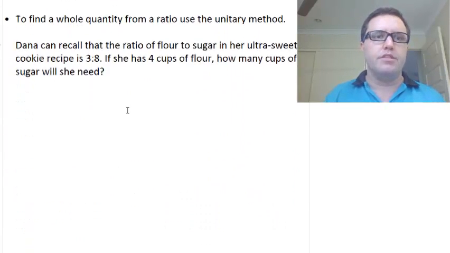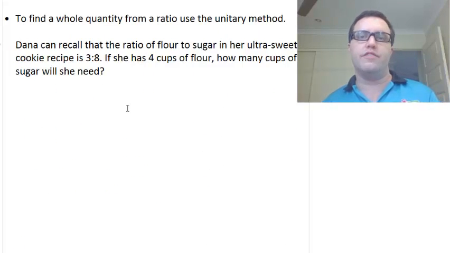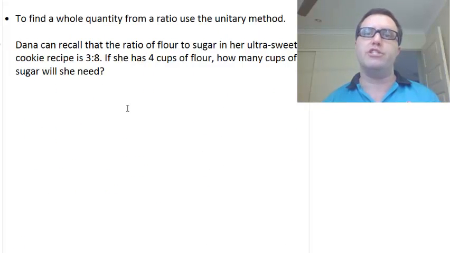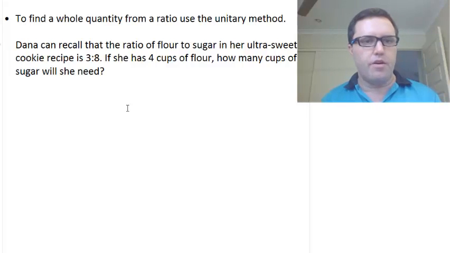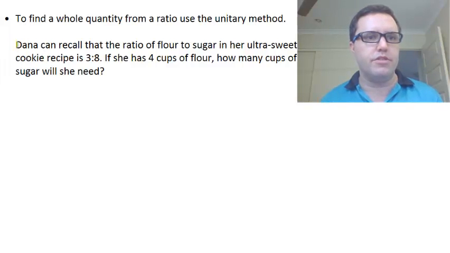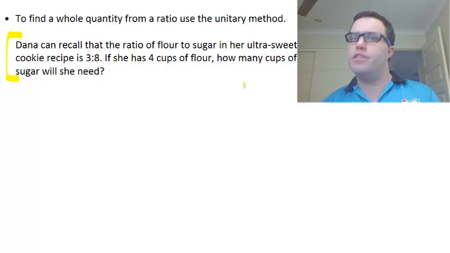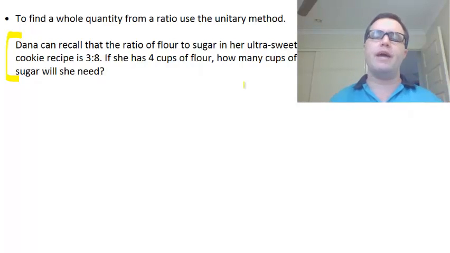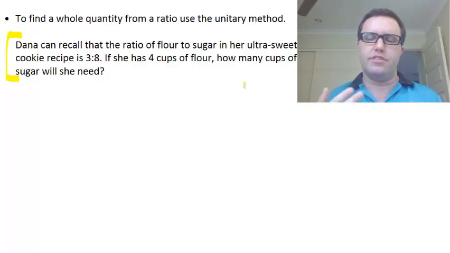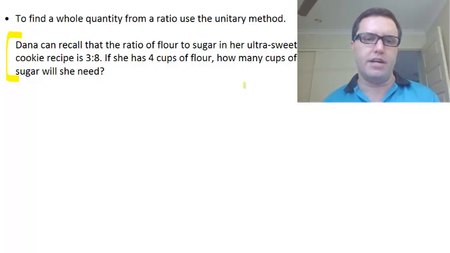If we want to find a whole quantity from a ratio, we're going to use the unitary method to do that. Here's a little problem for us. Dana can recall that the ratio of flour to sugar in her ultra sweet cookie recipe is 3:8. If she has 4 cups of flour, how many cups of sugar will she need? With this one, we don't need to worry about how many total parts we have. We're just going to worry about the fractions of the different parts that we've got.